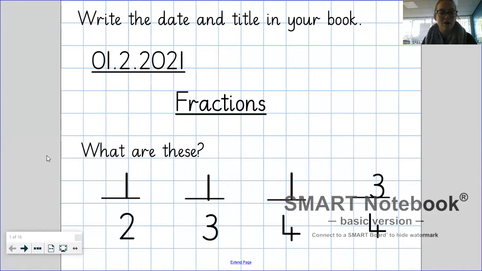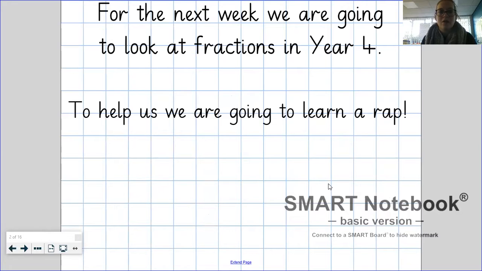So what are these? Well, what's this one? What is it here? This is 1/2. This is 1/3. This is 1/4. And this is 3/4. And these are all fractions. Now, here we are for the next, it's actually the next 2 weeks. We are going to be looking at fractions in year 4. And to help us, we are going to learn a rap.